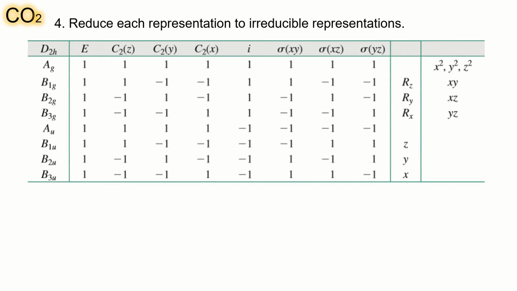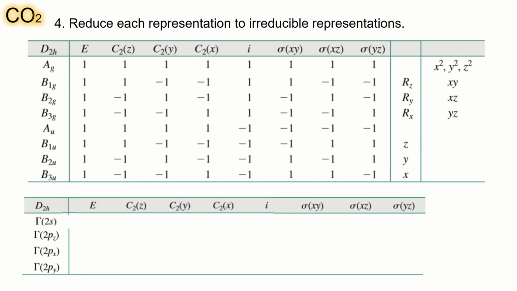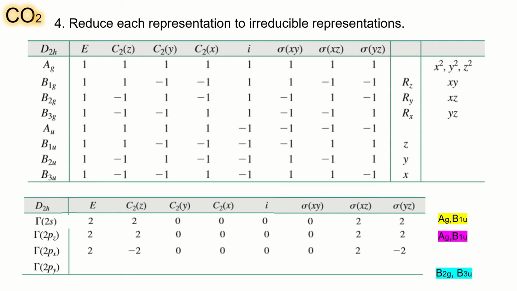For this, we need to find the irreducible representations that added together will give the reducible representations. For s, it is Ag and B1u. For pz, it is Ag and B1u also. For px, it is B2g and B3u. For py, it is B3g and B2u.